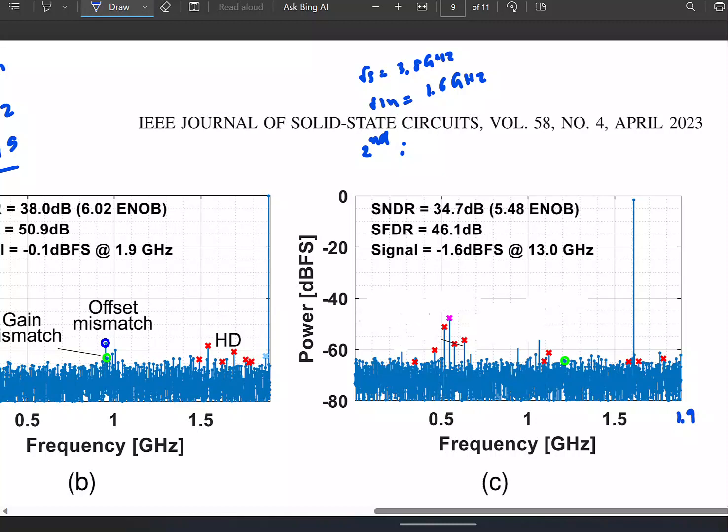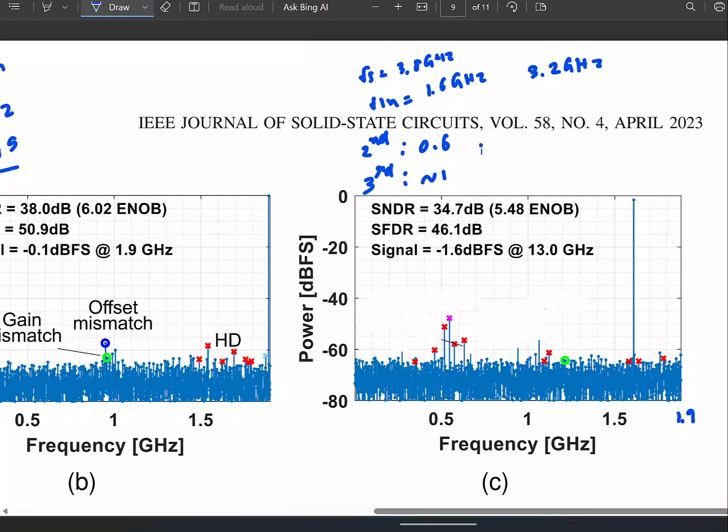Second harmonic ideally should be at 3.2. Where will this alias back to? 3.8 minus 3.2, which is 0.6. Similarly, third harmonic, where will it be? Third harmonic will be 3 times 1.6, which is 4.8. Where will 4.8 gigahertz alias back to? Around 1 gigahertz, right?